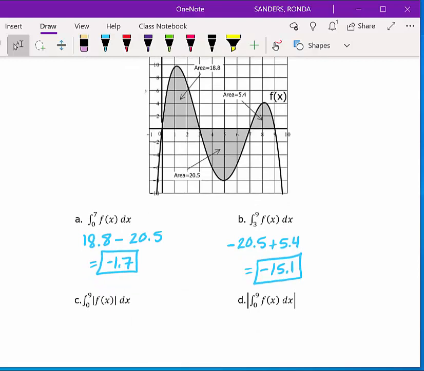For part C, we want to know the integral from 0 to 9 of the absolute value of f of x dx. The fact that we are evaluating the absolute value of f of x would take all of these areas and make them positive. So while this is the graph of f of x, if we wanted to draw a graph of the absolute value of f of x, we would have this point at 5, negative 8 moved to 5, positive 8, and a rough sketch might look something like this.